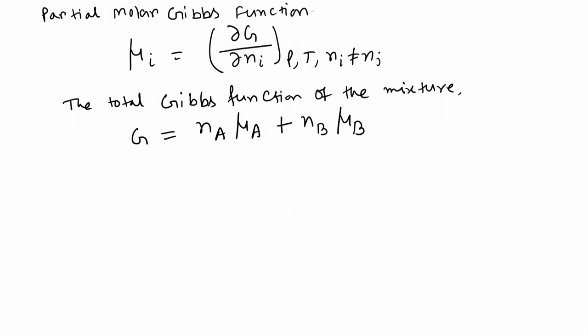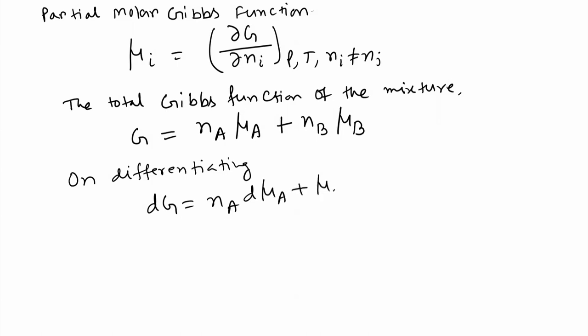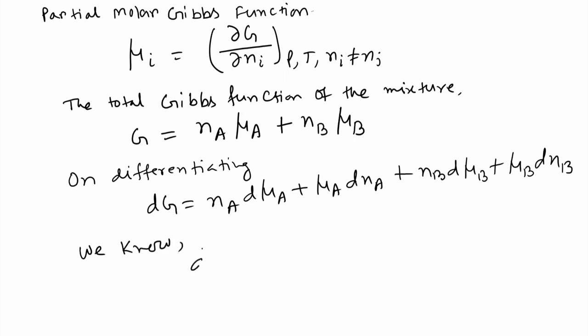So, if we differentiate, on differentiating we get dG is nA times d mu A plus mu A times dnA plus nB times d mu B plus mu B times dnB, right? Okay. And if you go back and check, we already obtained dG, we know dG is nothing but mu A times dnA plus mu B times dnB.